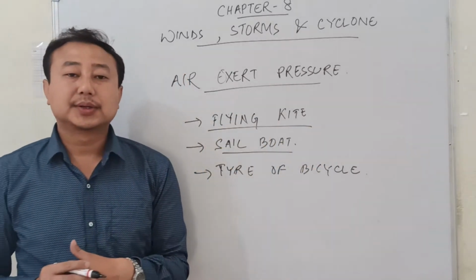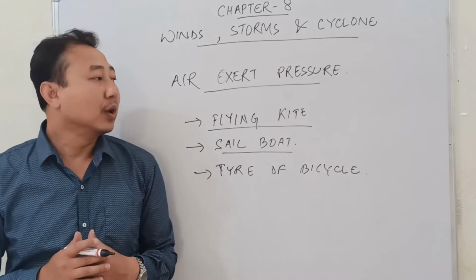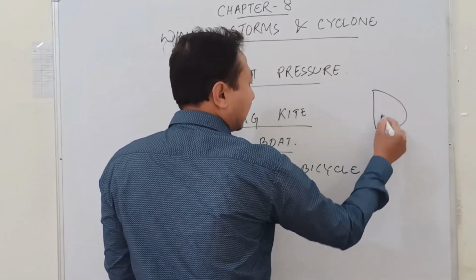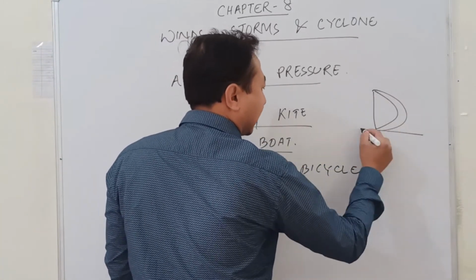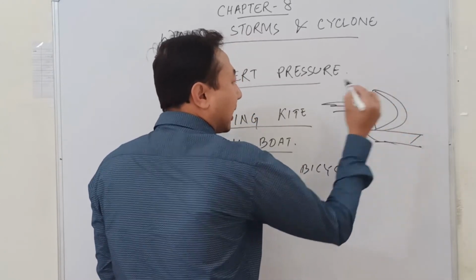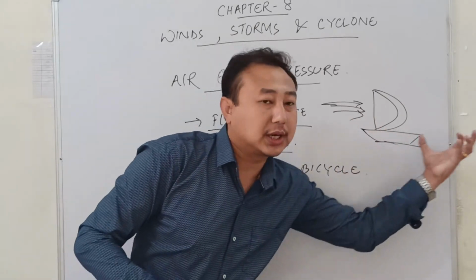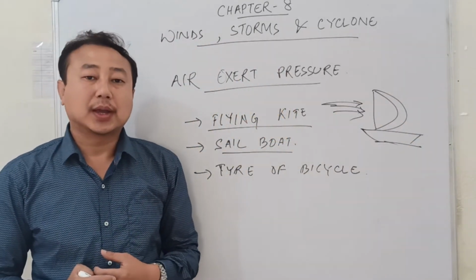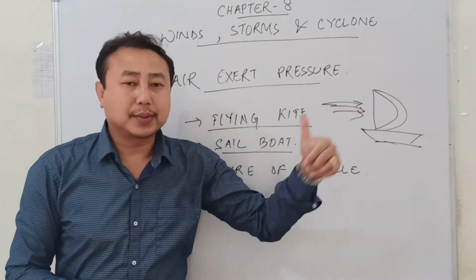Next one, sailing a sailboat. We have seen some boats that have a sail. When the air strikes this sail, the boat is able to sail very easily. If there is no wind, we are not able to use this sail.